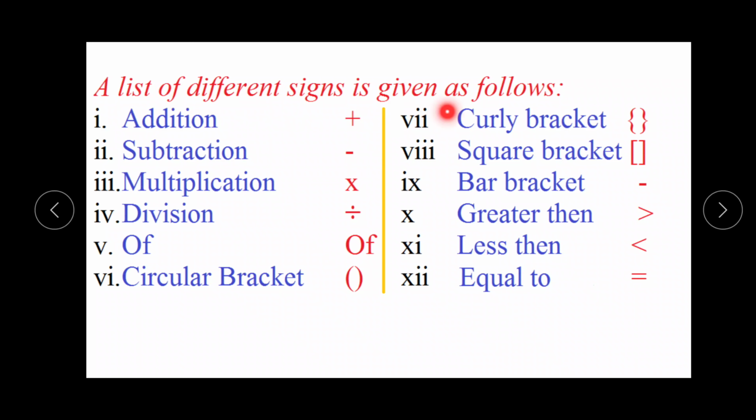A list of different signs is given as follows. It means for addition, this is the sign; for subtraction, this; multiplication, this; for division, this; for of, the same; of, circle bracket, curly bracket, square bracket, bar bracket, greater than, less than, and equal to.